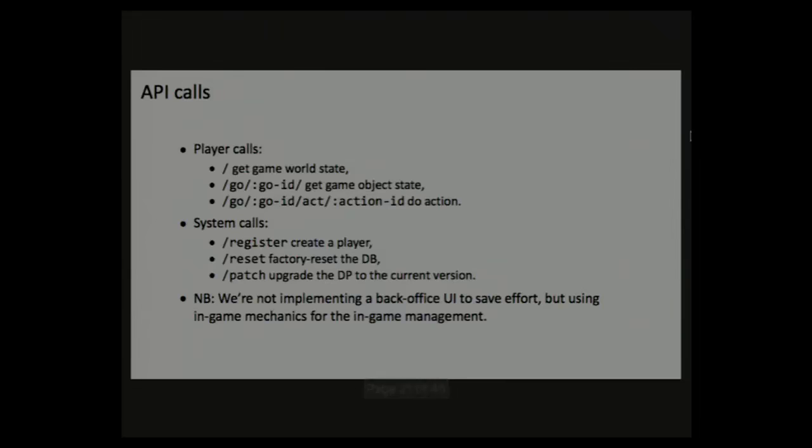Here's how the API works. There are only 3 player calls: to get the game world state, to get the specific game object state (it's a bit redundant because the objects are in the world state as well), and to call the game object action. And there are a few system calls: to create a new player, to reset everything to the factory state, which is often needed when you're prototyping, and to upgrade the database, that's DB, to the current version. So if you just deployed a new version of your code and have to change the data.